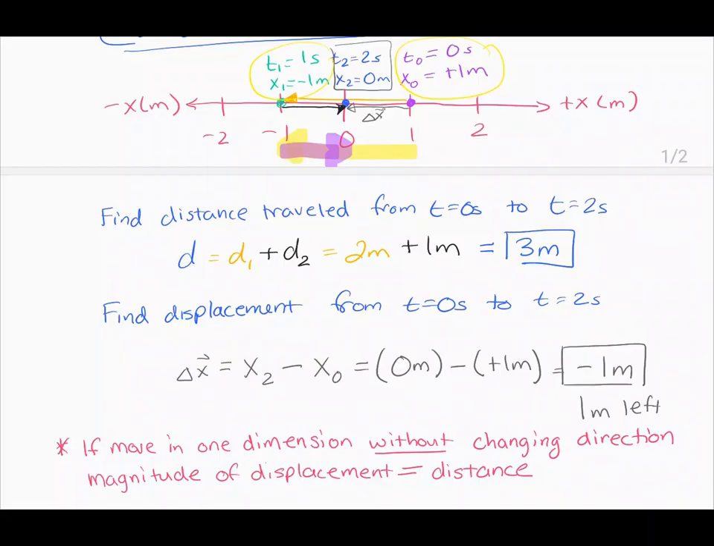But as soon as I changed directions and I compared the motion from the very start at the purple 1 meter to the very end, which was the blue at 0 meters, I only look at the motion directly from start to end for displacement. So my displacement was a negative 1 meter, even though my distance was 3 meters. So my distance and displacement no longer had the same magnitude, the same size, because I changed directions. So that's going to be an important difference.